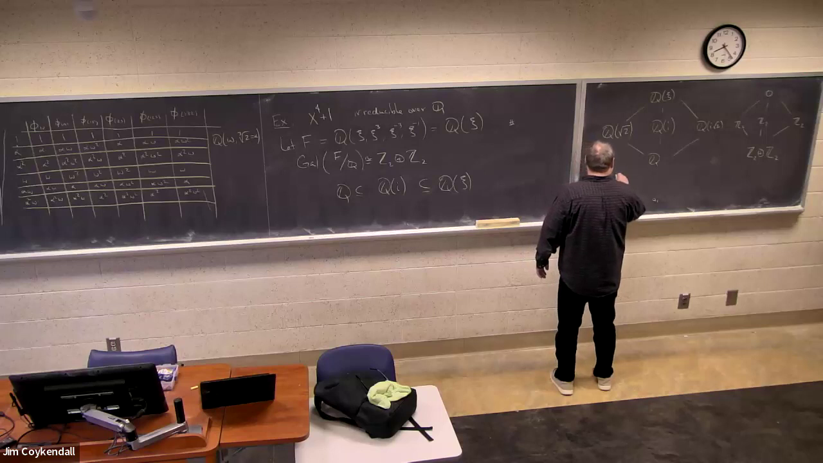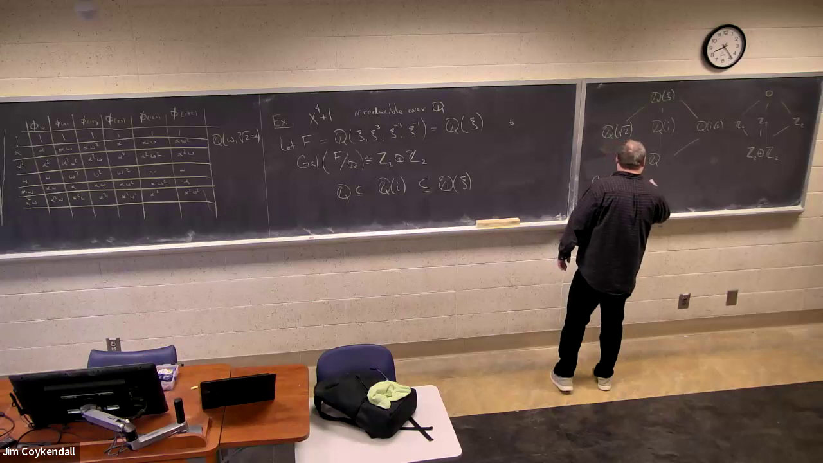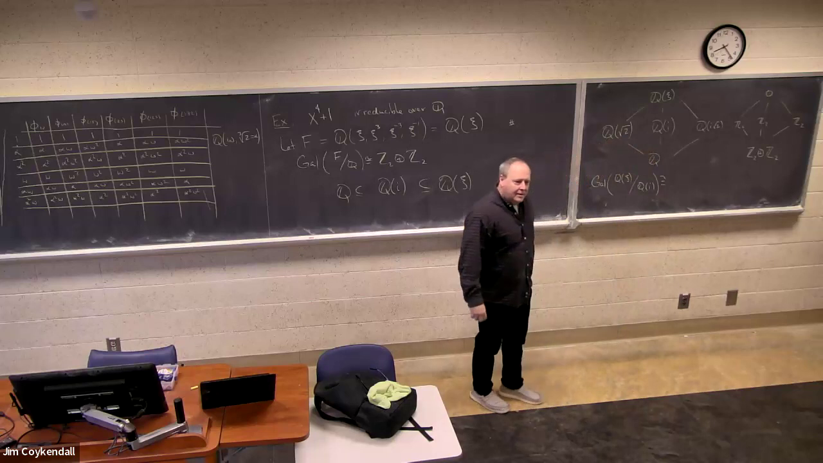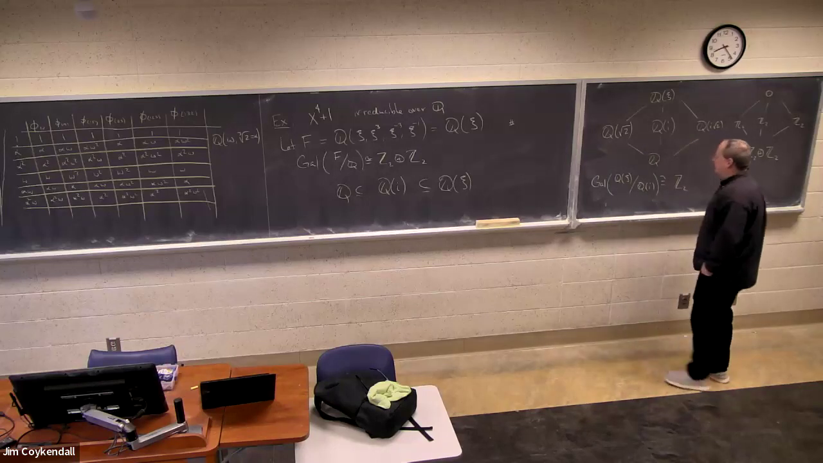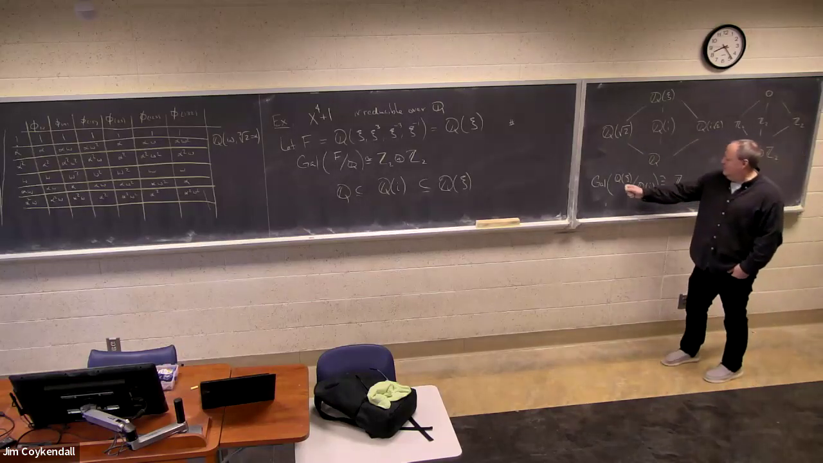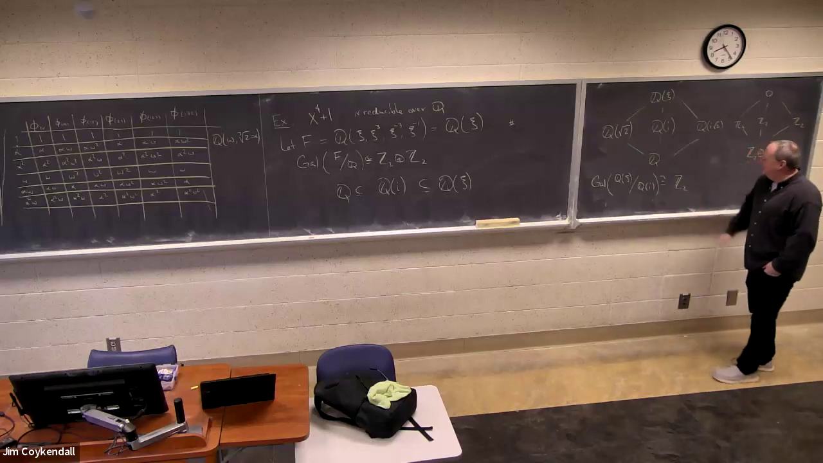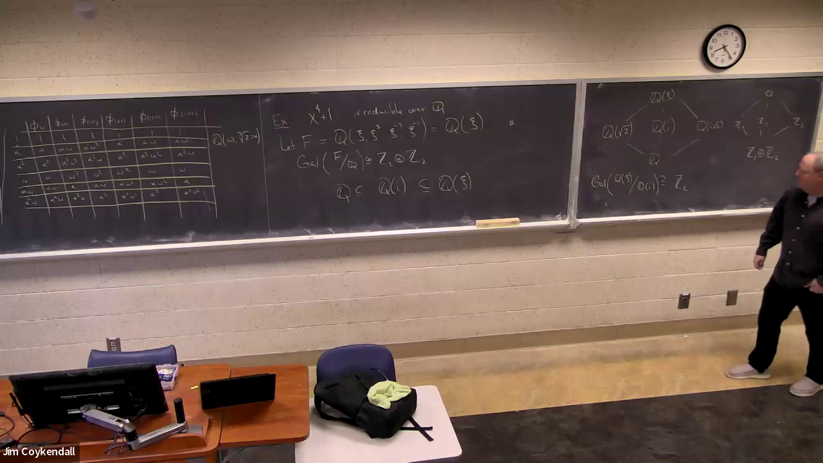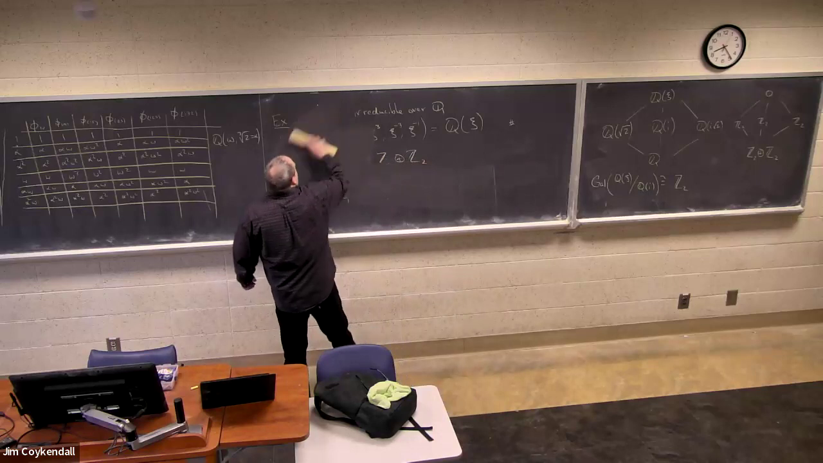What's the Galois group of F? Anybody want to guess that? The Galois group, C2, Z2. Q joined with this. So now you have to have the automorphisms that fix Q(i), right? See if you can get that, but it's Z2. Let me ask you another one. One last one, just for fun.